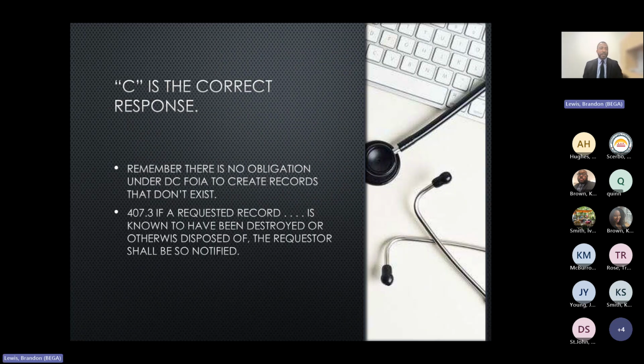And the correct response here is C. So remember that there is no obligation under DC FOIA to create records that don't exist. If a requested record is known to have been destroyed or otherwise disposed of, then the requester should be notified of such.